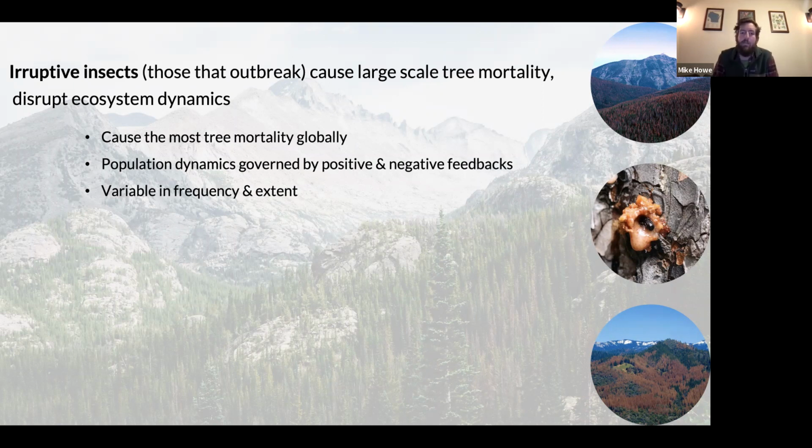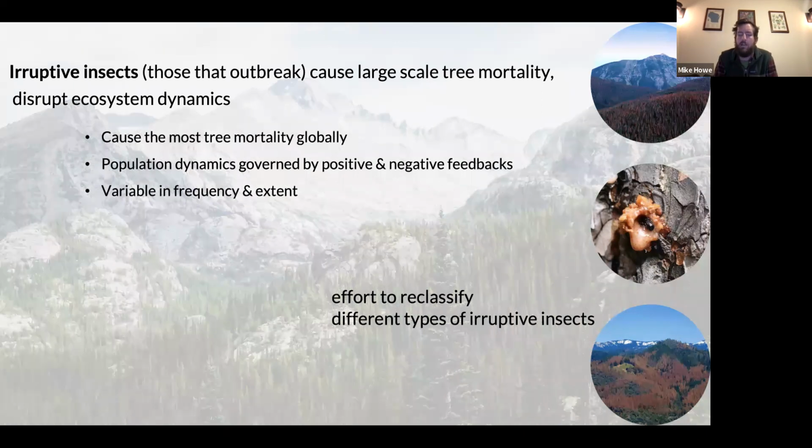These insects have been implicated in causing the most tree mortality globally, and their population dynamics tend to be governed by competing positive and negative feedbacks. But also importantly, these eruptions are variable in both their frequency and extent, which can make categorizing or describing their dynamics somewhat difficult. So we're starting an effort to reclassify different types of eruptive insects and develop a more unified framework so that we can describe these insects a little bit better.